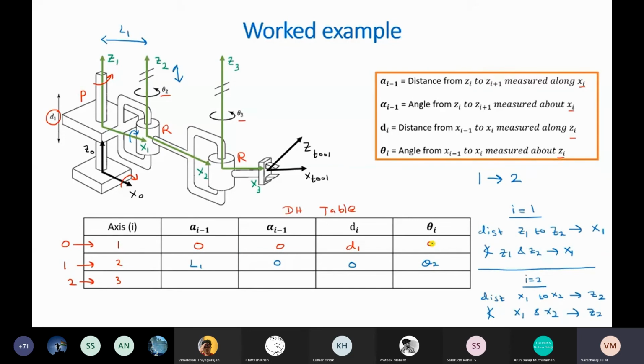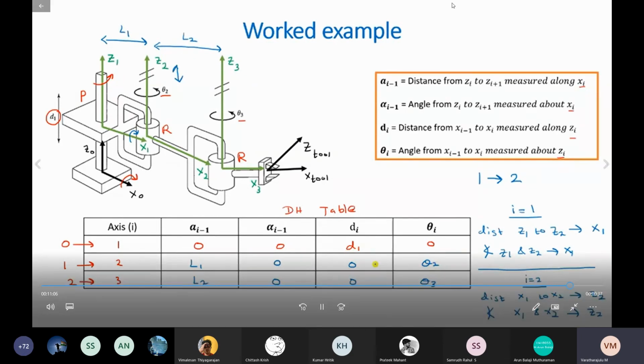Now you can repeat these steps for axes 2 and 3, and if you do so, you should get L2, where L2 is the link length from 2 to 3. Alpha_{i-1} should be 0, d_i should be 0, it's a revolute joint, and so theta_i should be theta 3. So that's how you assign the values to the DH table while considering the frames of the robot.